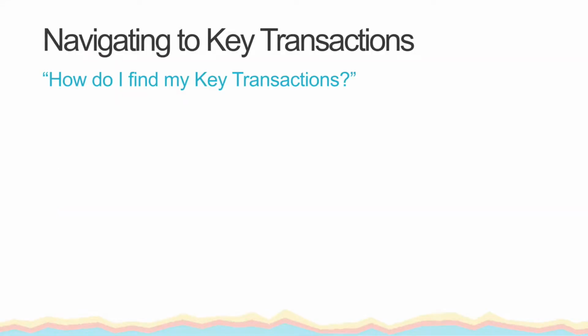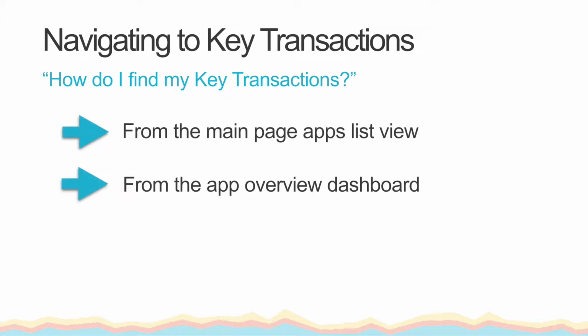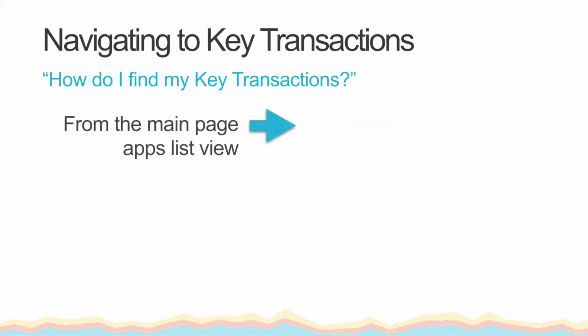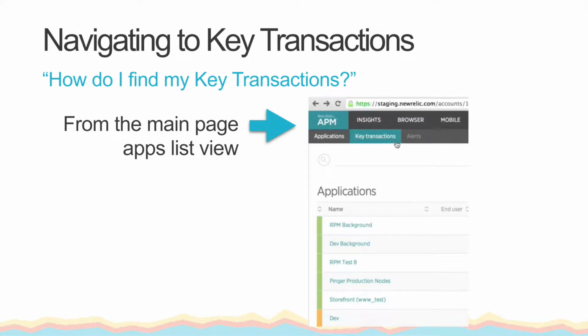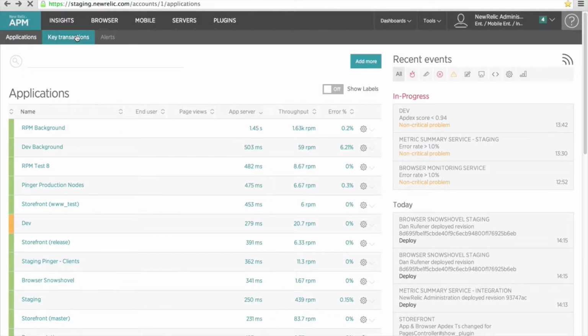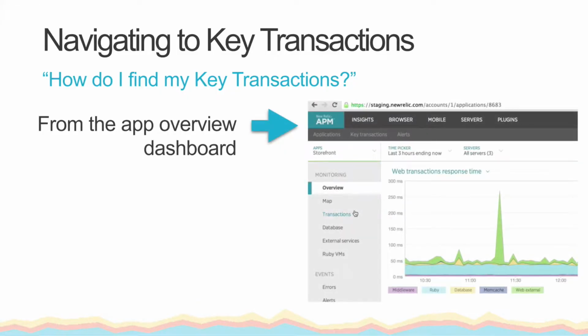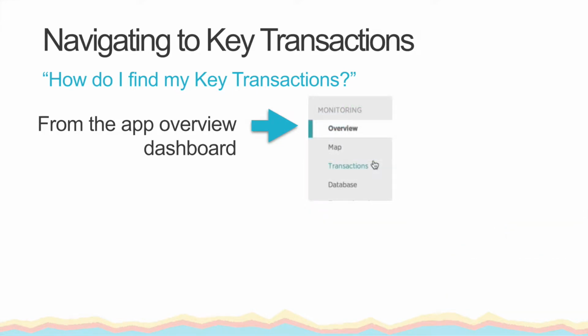You can find your key transactions through two different routes, from your main app's list view or from any app's overview dashboard view. To navigate to key transactions from your New Relic account's main app's list view, click on the Key Transactions tab at the top of the page to see a list of all your key transactions. Or, you can see key transactions specific to a single app from that app's overview dashboard.